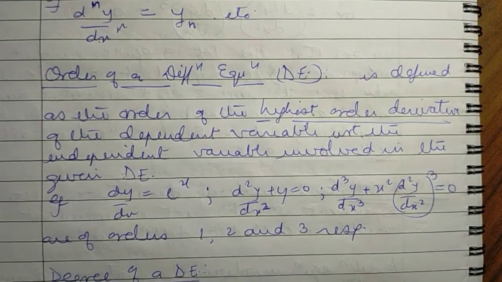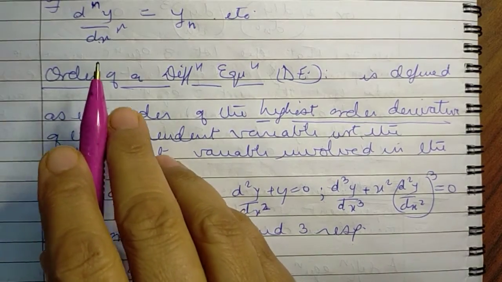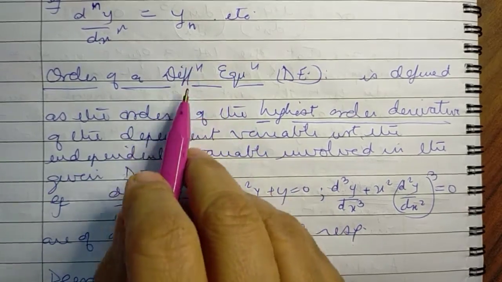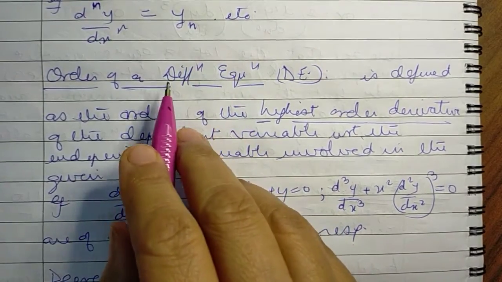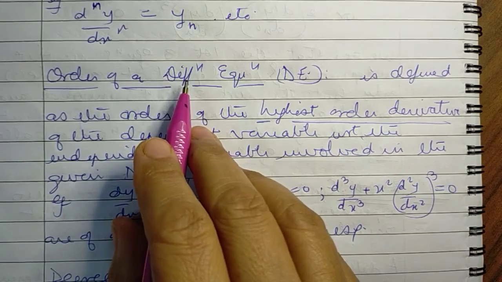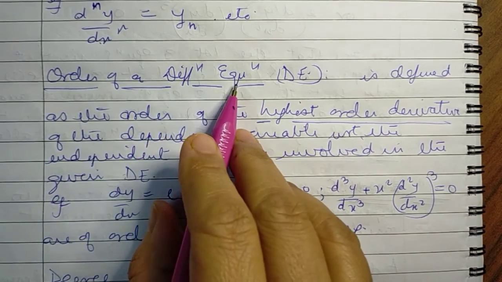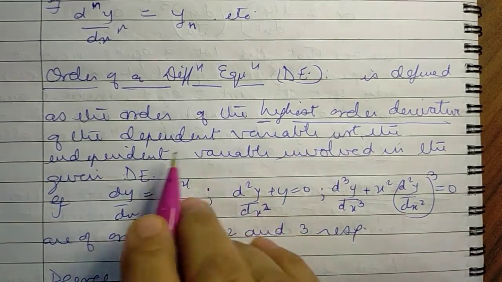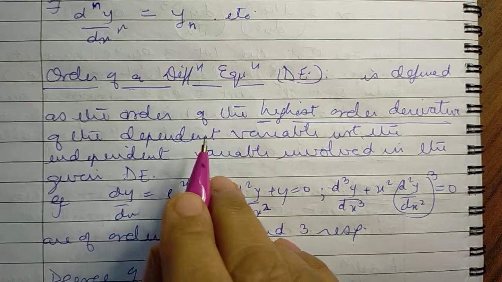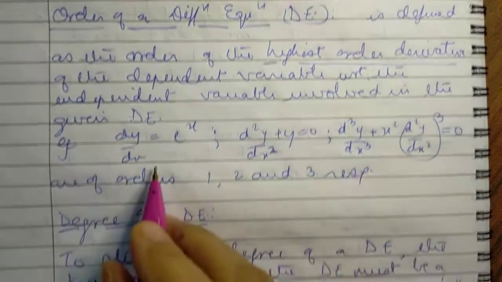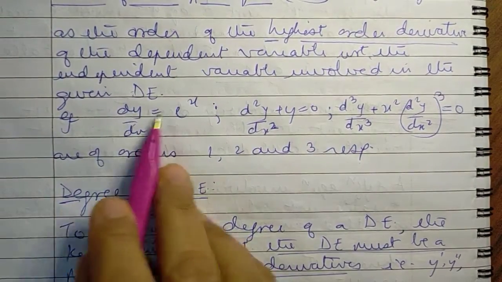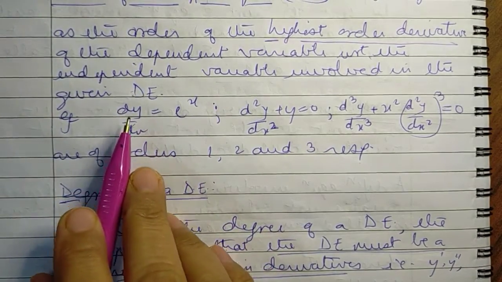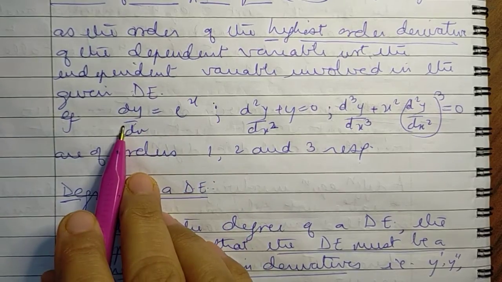Now we come to see something which is called as order of a differential equation. Now as we have seen, differential equation involves derivatives of various orders. Now order of a differential equation is the order of the highest order derivative present in that differential equation. Like for example, if the differential equation is dy by dx equal to e raised to x, the highest order derivative is of the first order, and so it's of order 1.